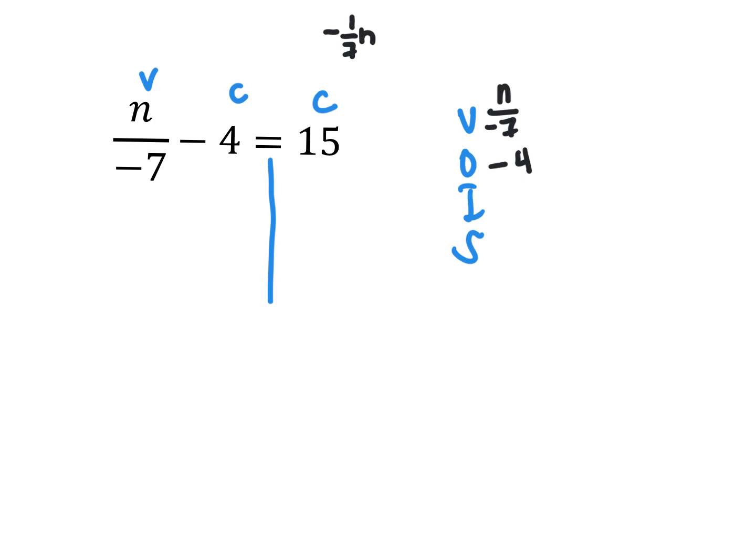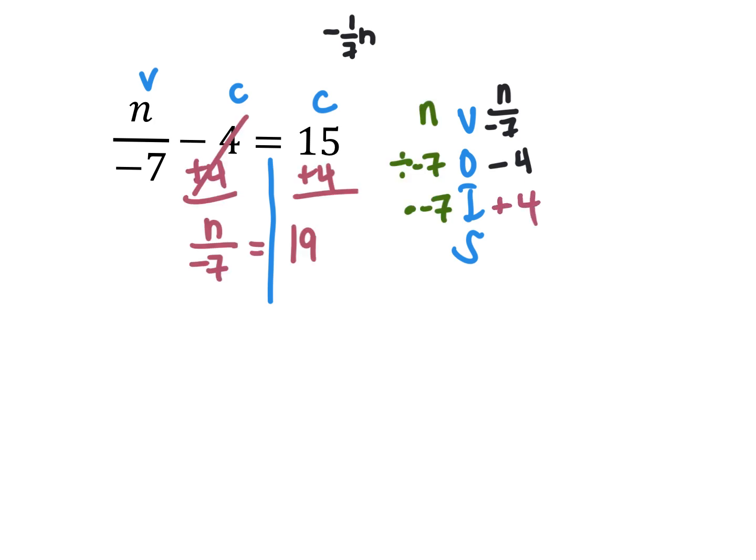So when I wrote it out, my variable term, n divided by negative 7, n over negative 7, and then the rest was minus 4. So I know that my inverse is going to be adding 4 to both sides. So I'm going to add 4 to both sides. All right, so after I did that, I'm left with n divided by negative 7 equals 19.